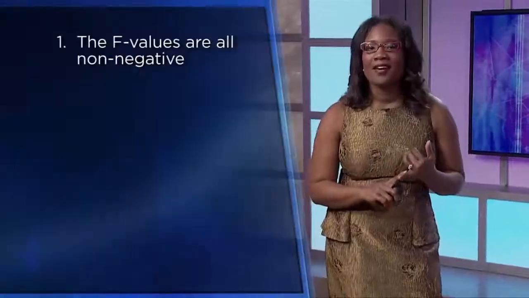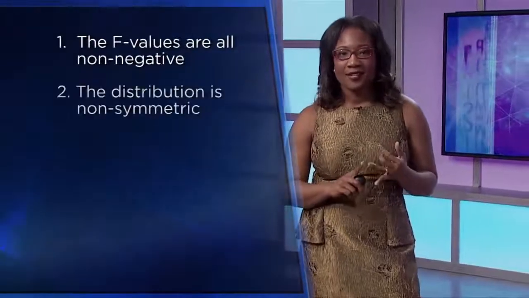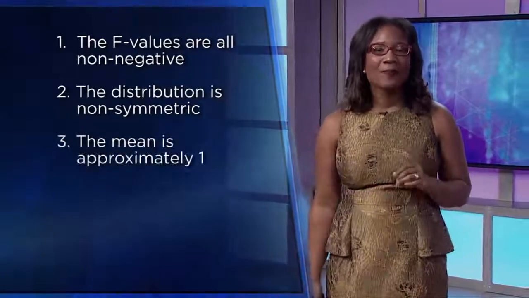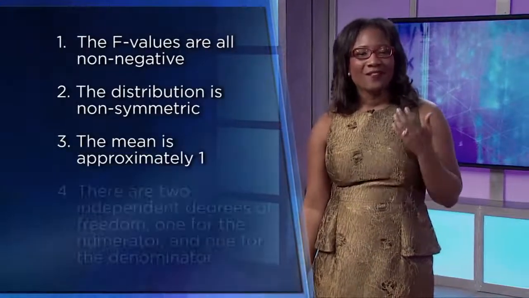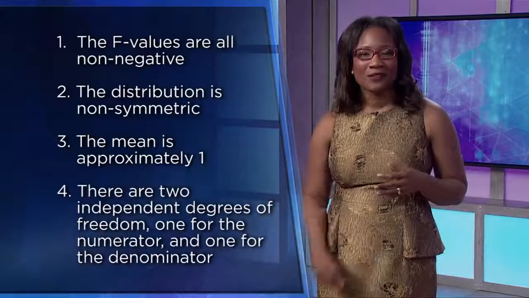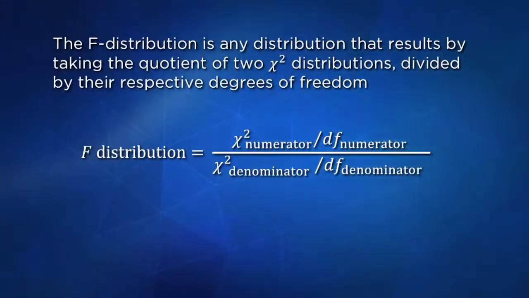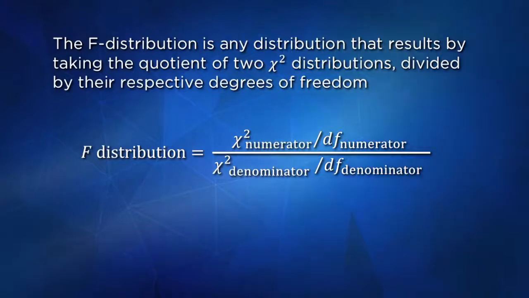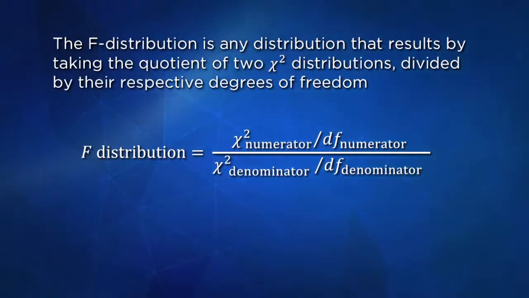So, since F is formed by a chi-square, many of the chi-square properties are going to carry over to our new F distribution. First, the F values are all non-negative. Second, our distribution is non-symmetric. Third, the mean is approximately 1. And fourth, there are two independent degrees of freedom, one for the numerator and one for the denominator. Now again, the F distribution is any distribution that results by taking the quotient of two chi-square distributions divided by their respective degrees of freedom.